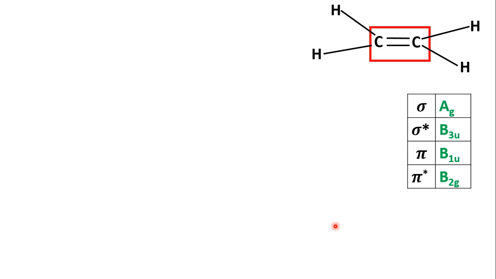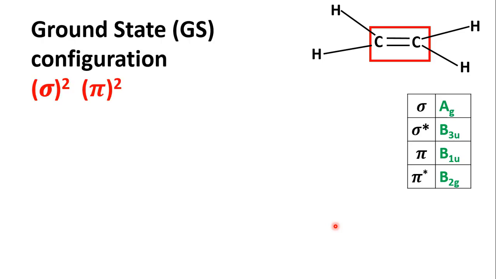Now we look at the ground state configuration. We consider only the C double bond C. It contains sigma bond and pi bond. Sigma bond contains 2 electrons and pi bond contains 2 electrons. Now the symmetry of sigma is Ag, so we substitute Ag instead of sigma. And the symmetry of pi is B1U, and we substitute B1U instead of pi.